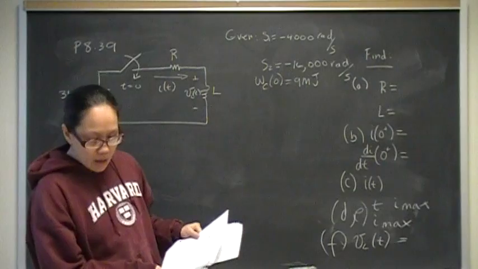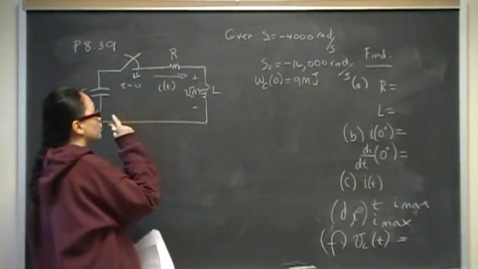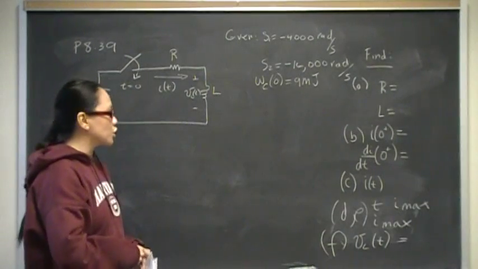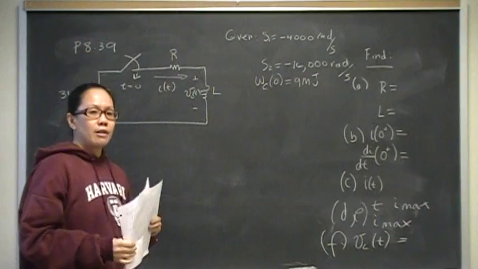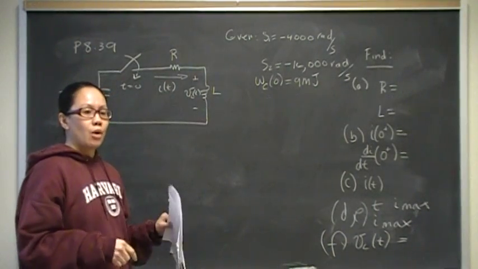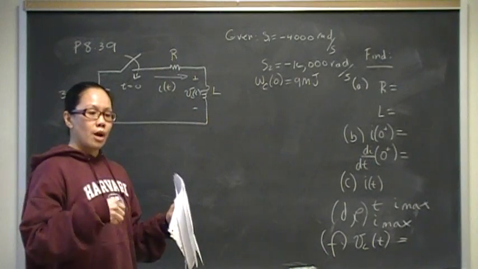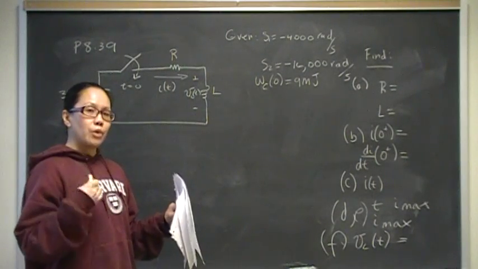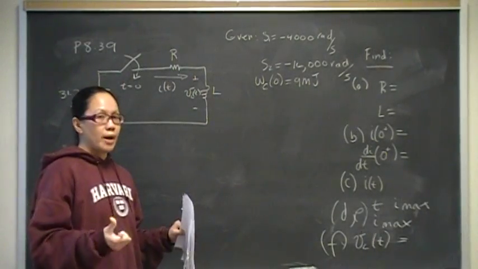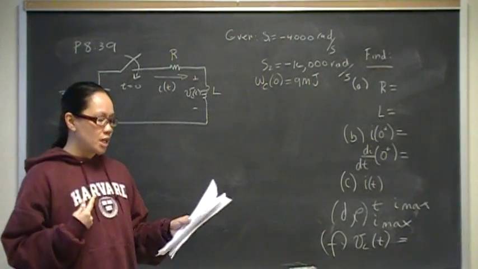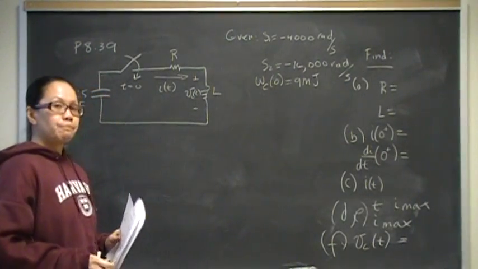Part F, to find the general equation for the voltage across the inductor, go back to chapter 7 and look at your relationships or your equations for the inductor. There is an equation there for voltage across an inductor. I believe it's L di/dt. So you know L, by part E you know di/dt, put them together, and that is the answer.